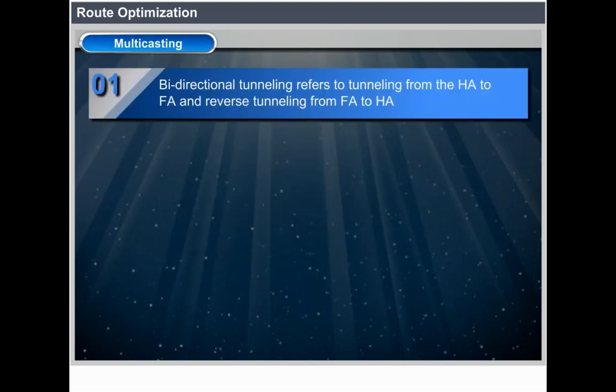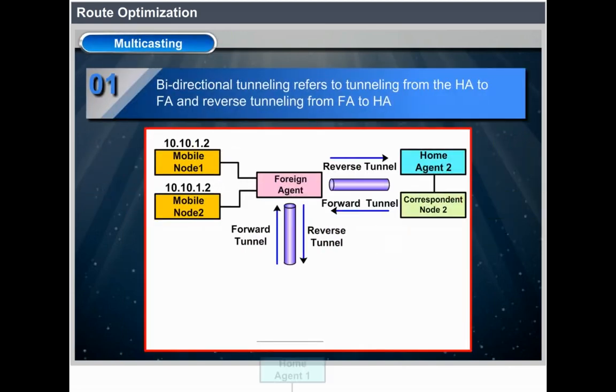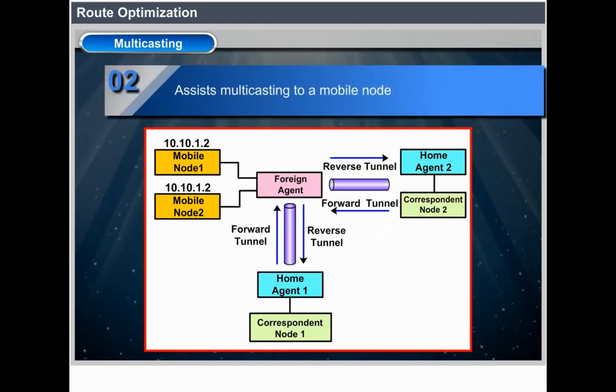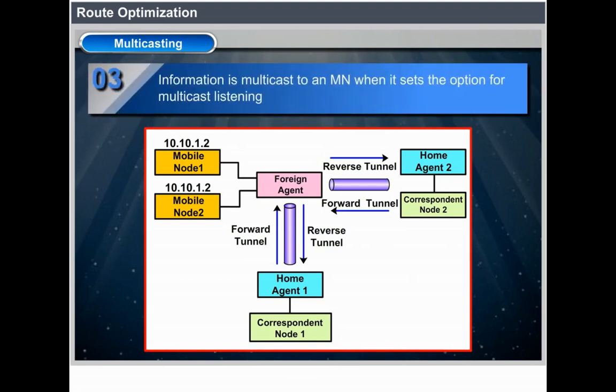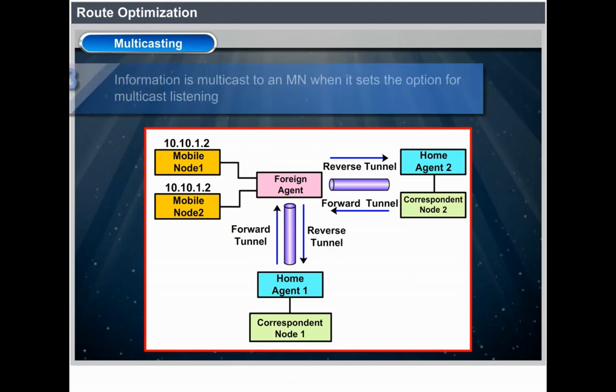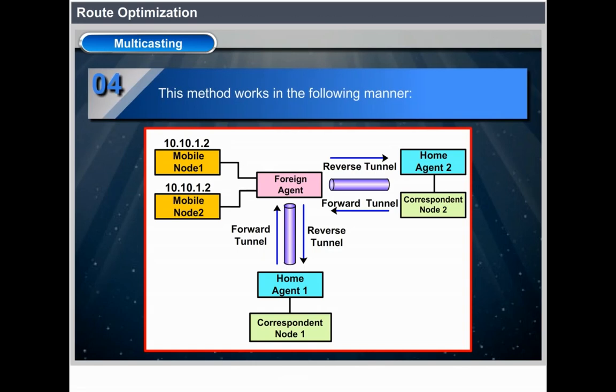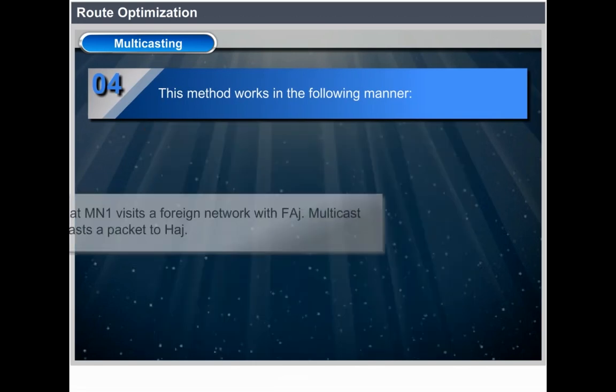Multicasting. Bidirectional tunneling refers to tunneling from the HA to FA and reverse tunneling from FA to HA. Facilitates multicasting to a mobile node. Information is multicast to an MN when it sets the option for multicast listening. This method works in the following manner.